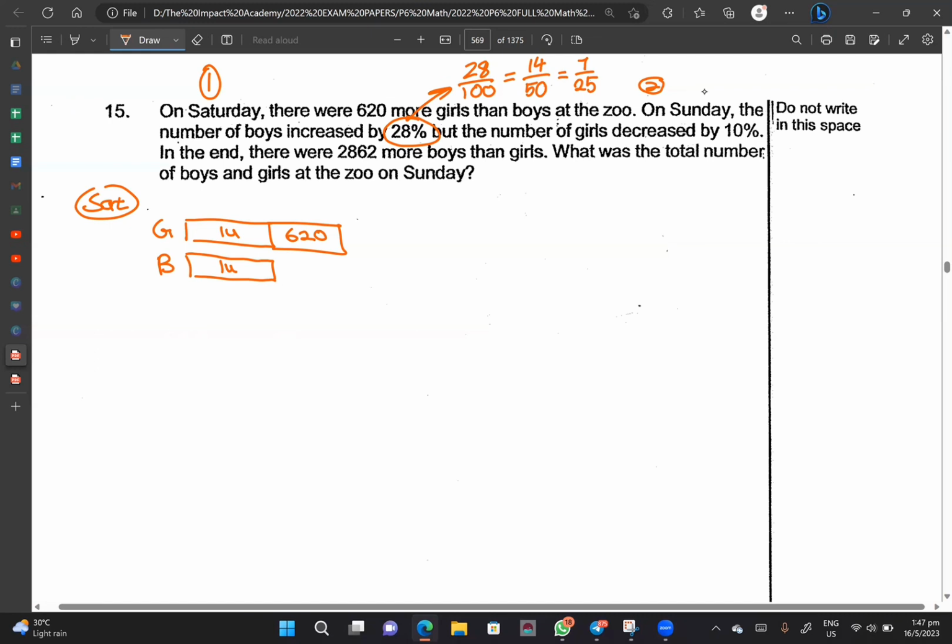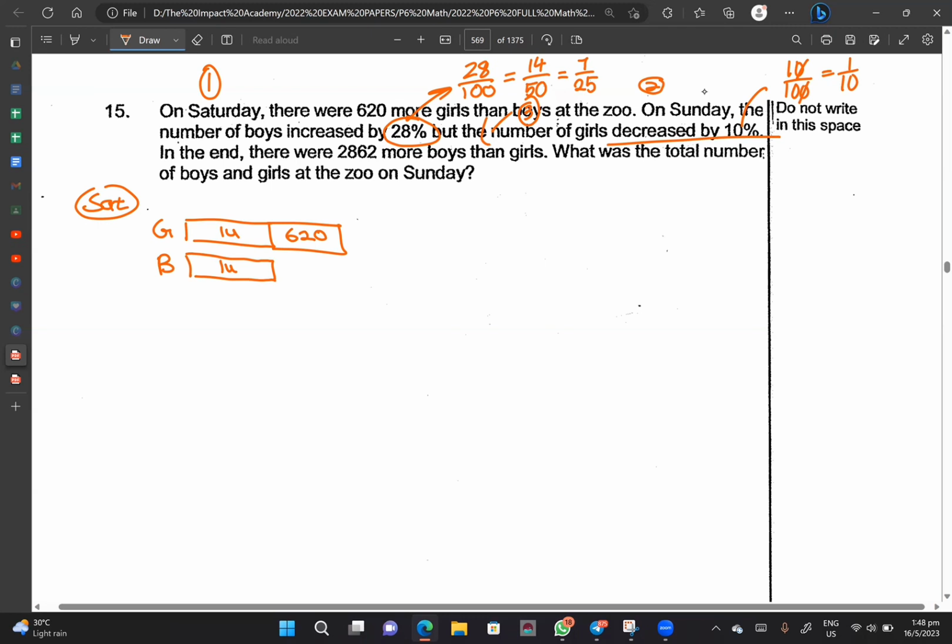So I can see that the number of boys increased in this sentence. Then if I were to read sentence number 3, it says that the number of girls decreased by 10%. So if they decrease by 10%, same thing, we do 10 over 100, you cancel the 0 and you get to 1 over 10. If they decrease by 10%, that means they minus. So what you want to do is this.